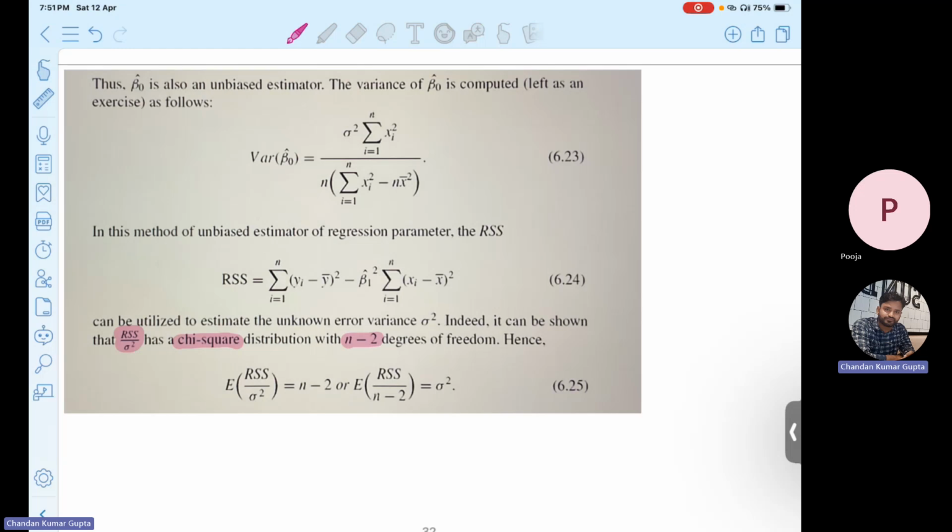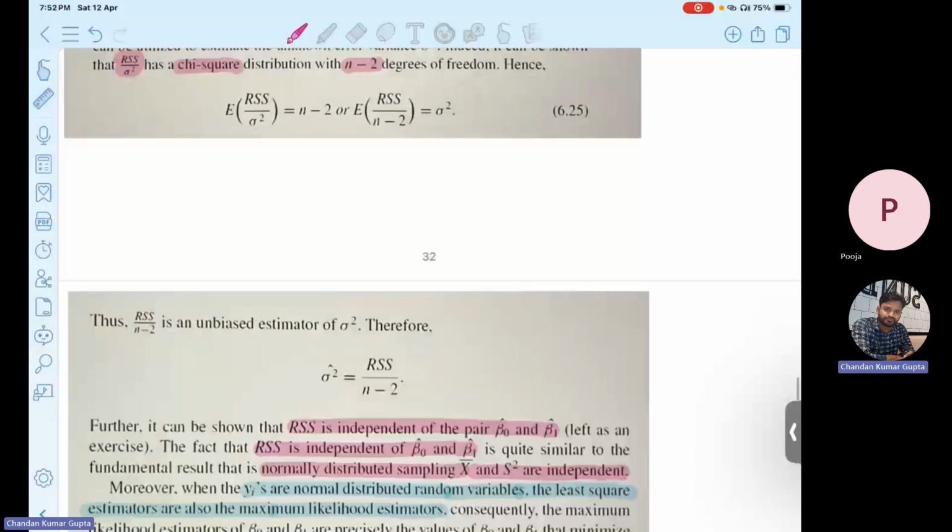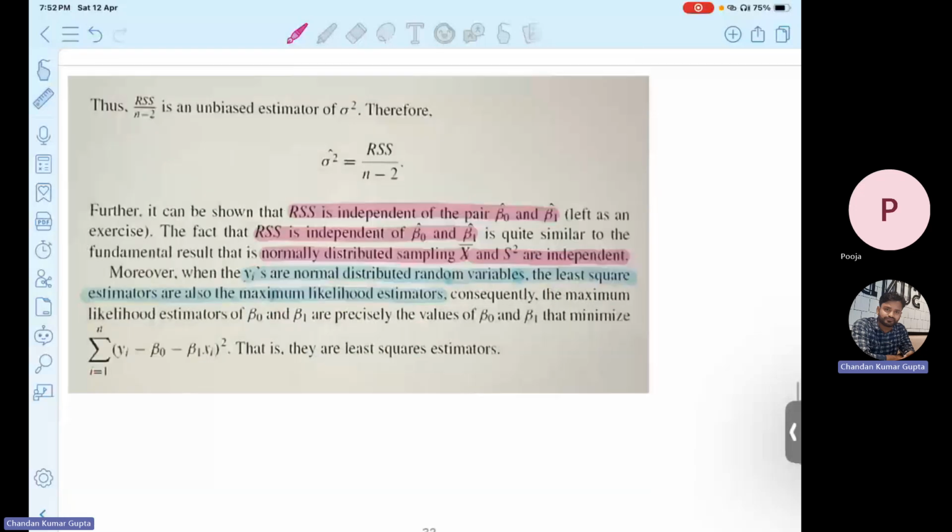Now the next is again the variance of beta naught, which is given with the help of equation 6.13. So these are unbiased estimators, and with the help of the unbiased estimator method also we are able to calculate the estimates of the regression coefficients beta naught and beta 1. We have solved this with the help of the least squares method and the unbiased estimator method as well. Now the next are like the scenarios.